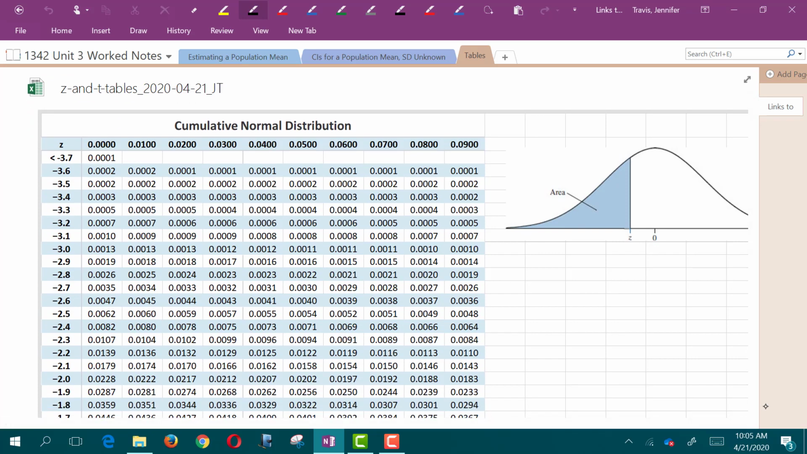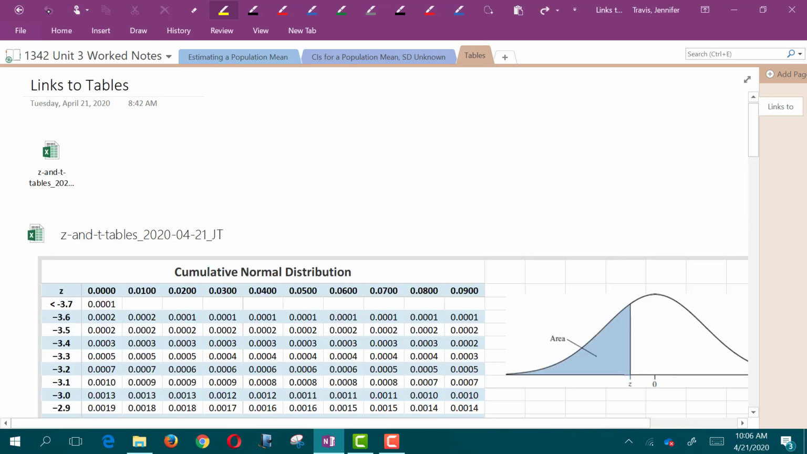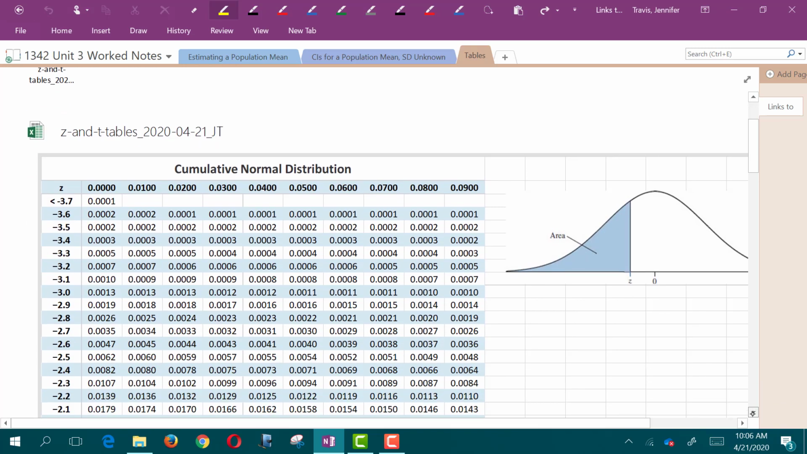It always gives the area to the left. Some normal tables, instead of giving the area to the left, will give the area between the z-score and the mean. In other words, they'll give this little area right here. So some tables will give me that. Not the one I'm using here, so I'm going to get rid of that. But if you happen to be using a table like that, you probably already know how to look that up.